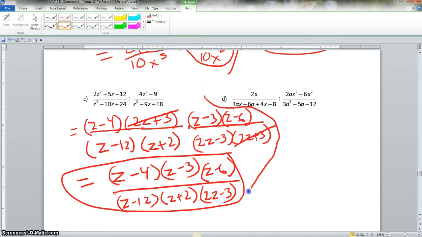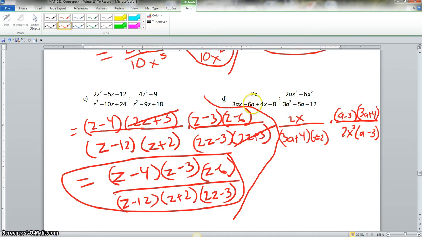Now we come here to D. Okay class, I took the liberty of factoring these polynomials here. We have 2x for our numerator. Our denominator, based upon chapter 6, we will use the grouping method, and that will leave us 3a plus 4 and x minus 2.